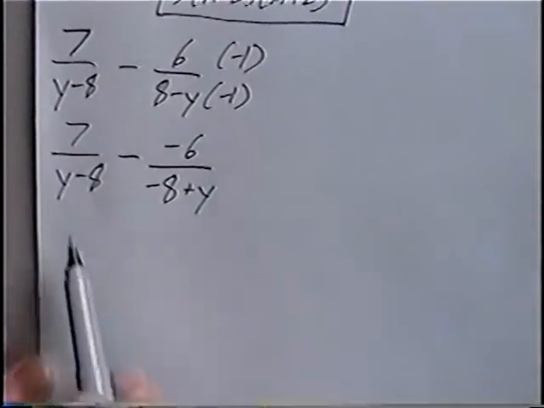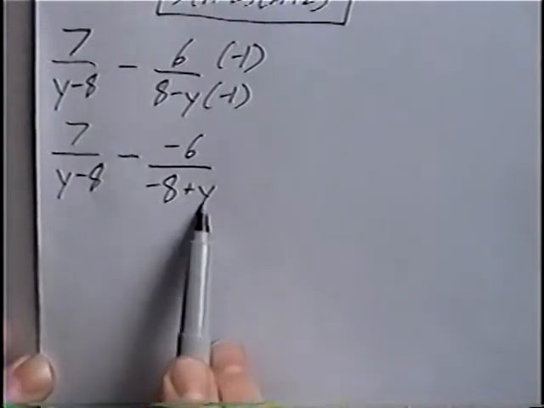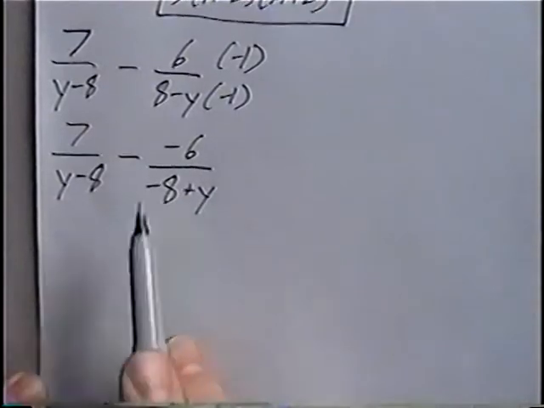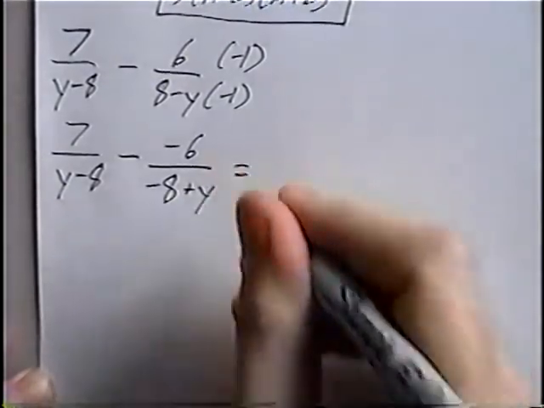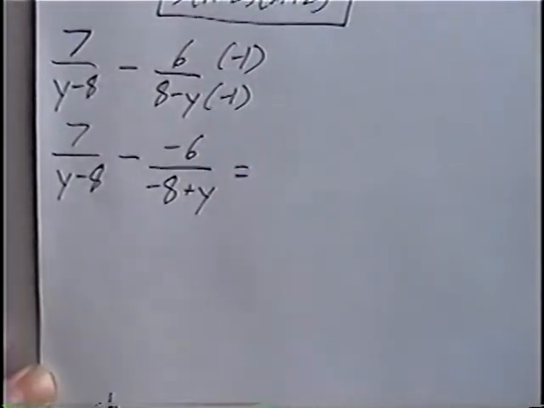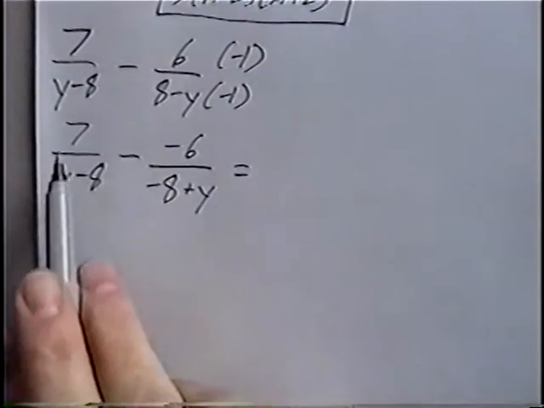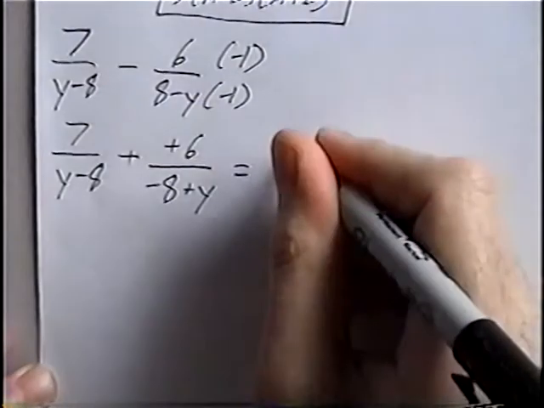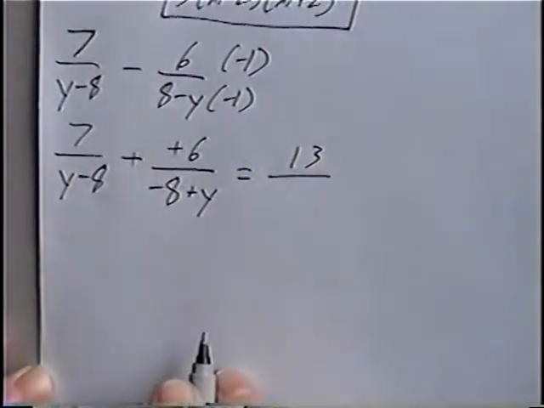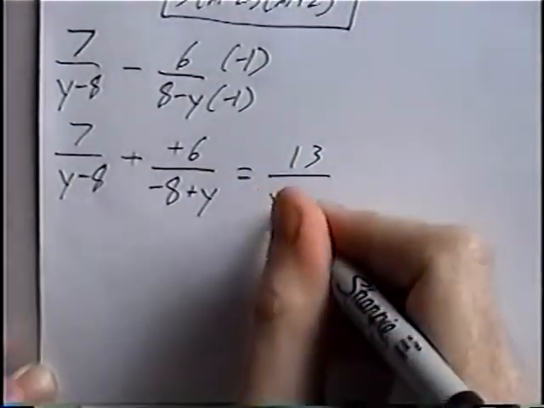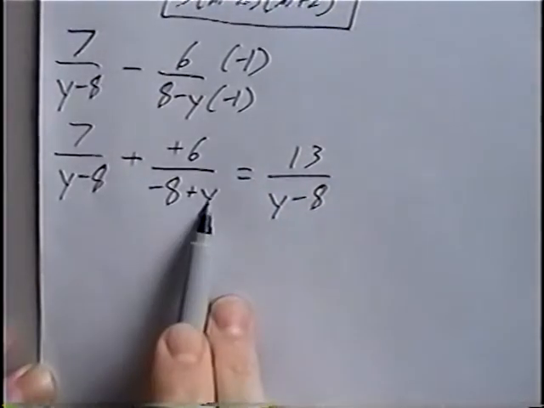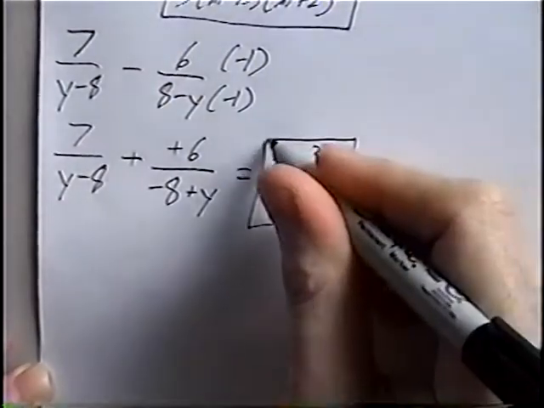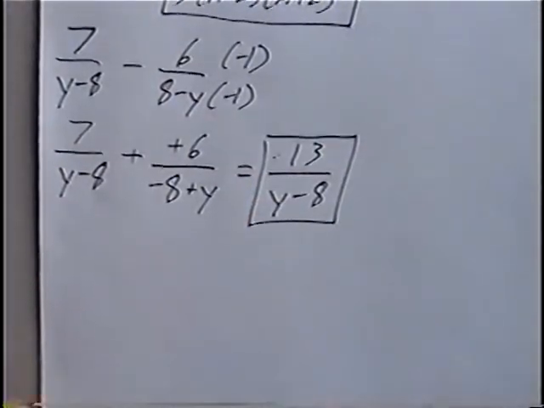And if you look at our denominators now, we have positive y and positive y, minus 8 and minus 8. It's actually the same denominator. The second one's just changed around. Since they're the same denominator, you can combine the numerators. 7 minus a negative 6 would actually be plus 6, 13. And the denominator is y minus 8. And your final answer, 13 over y minus 8.